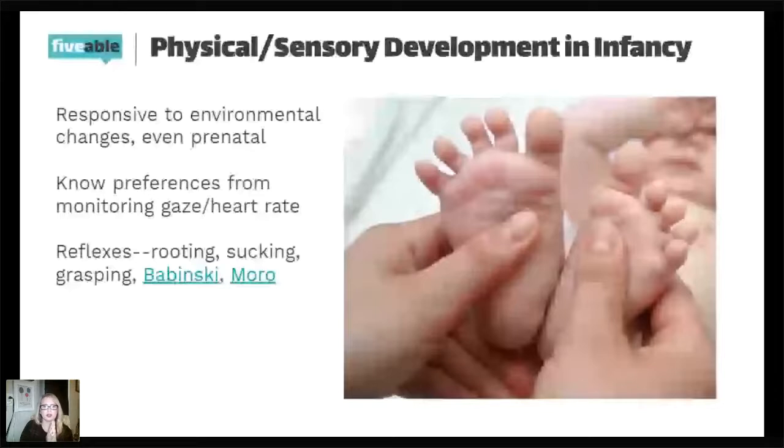Oh, I'm sorry. Did I call this Moro? Babinski is where you rub the foot and the toes spread. The Moro reflex is where the baby goes, oh! It's basically a startle response. And my babies did this all the time. It's really difficult not to laugh because it's really funny, although it does cause them some disturbance because they get scared.